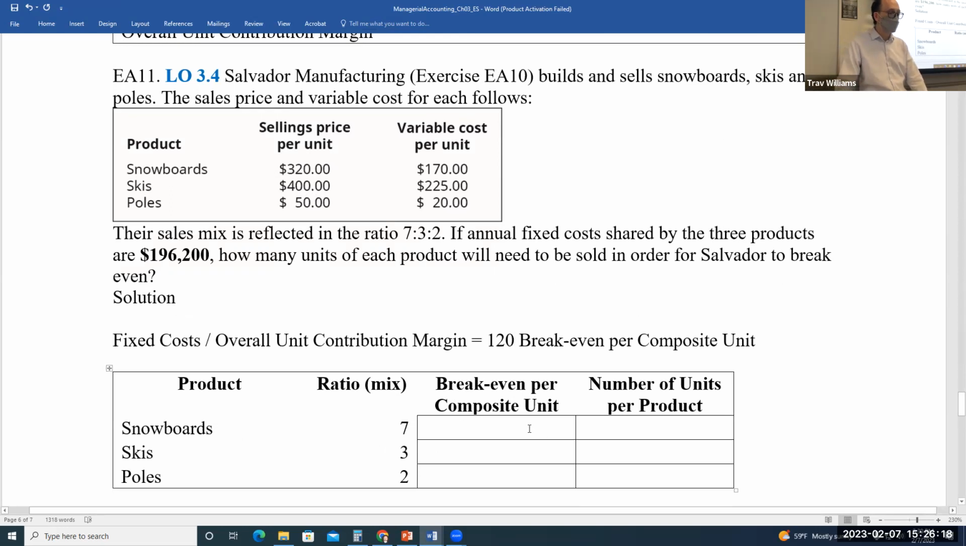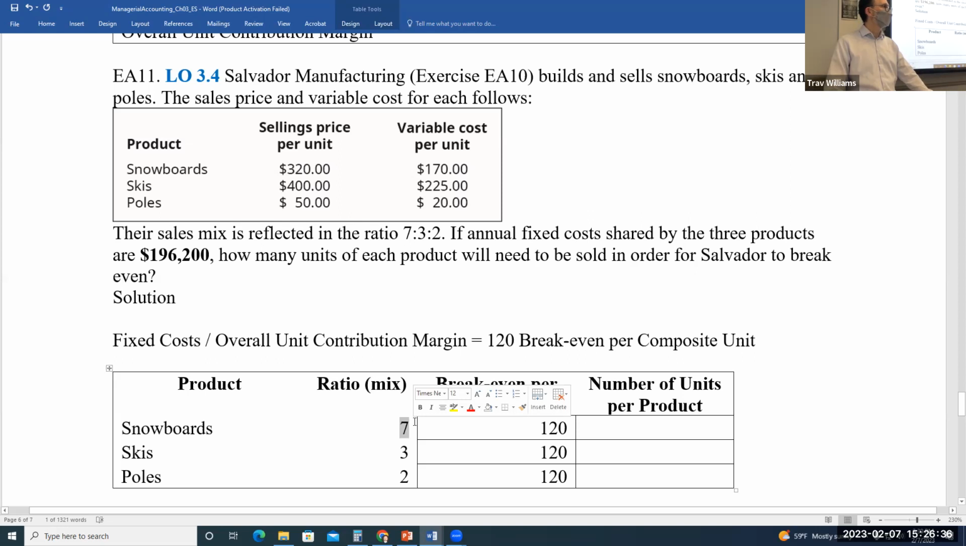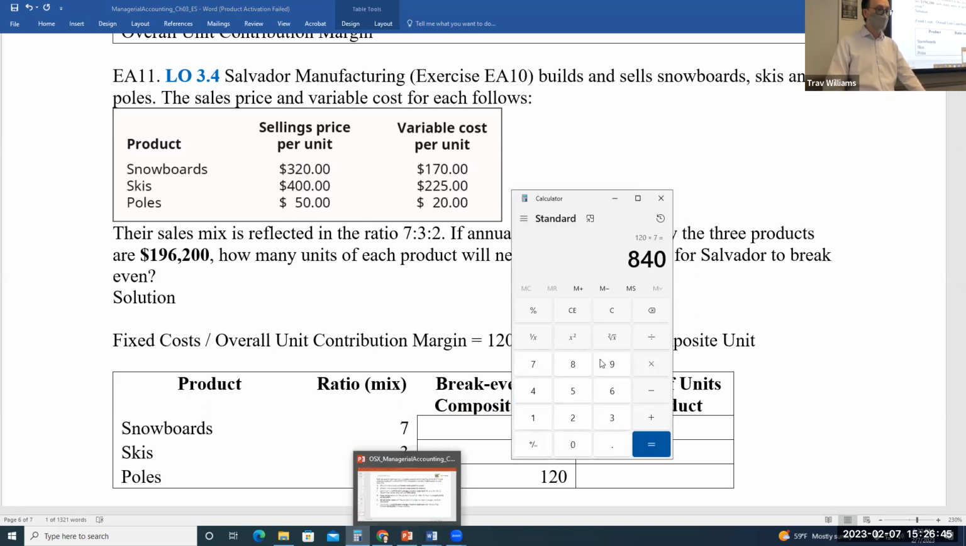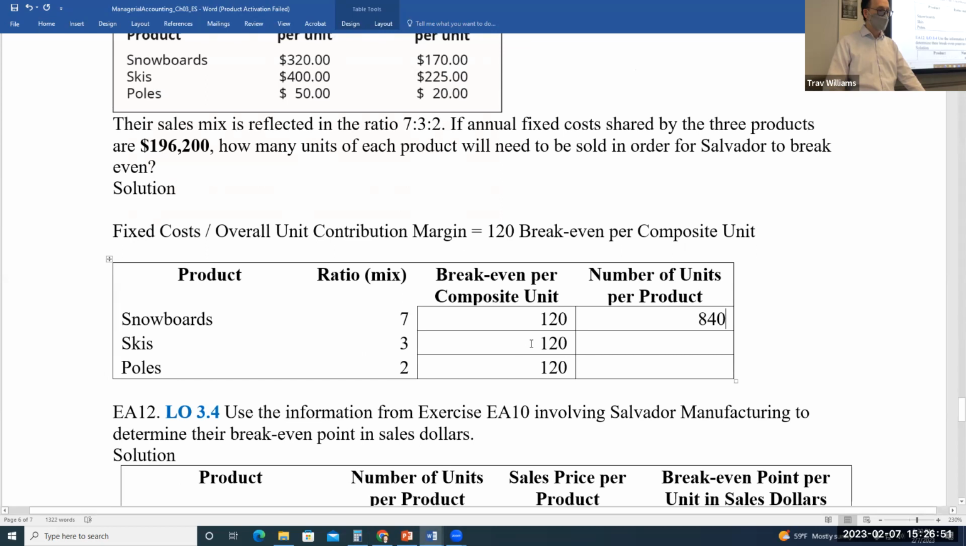So now that we know that, this is where we can extrapolate it. Let's see. So we need 120 composite units. So in each case, we're going to multiply that by the number of units for that product type from the ratio, right? Like we know we need 7 snowboards in each composite unit. So we multiply it by 7 and we get 840. We need 3 pairs of skis in each composite unit. So we need 360 pairs of skis. We need 240 pairs of poles.